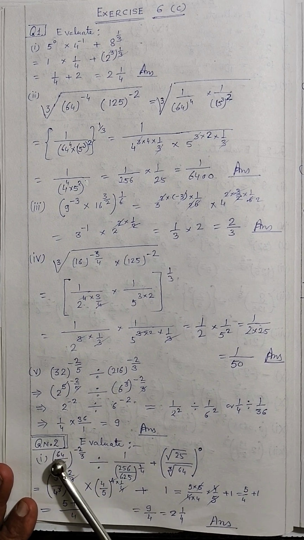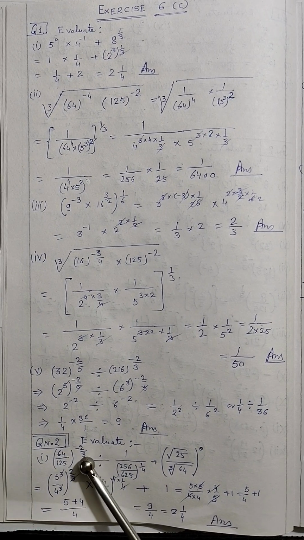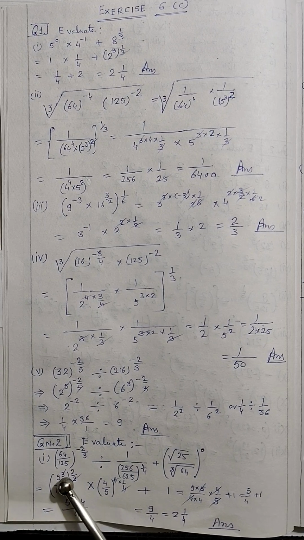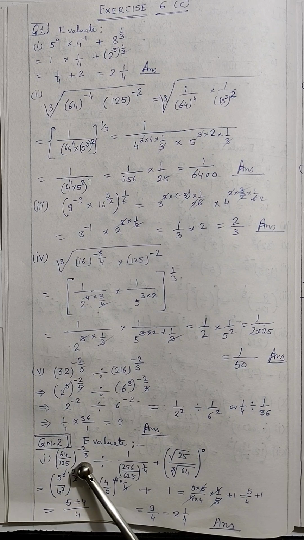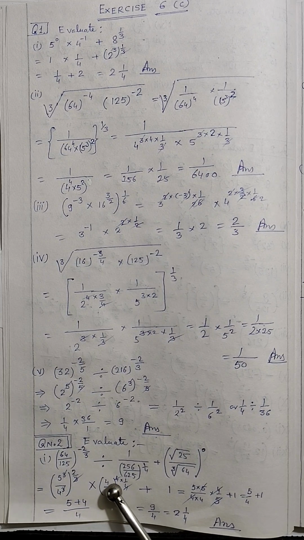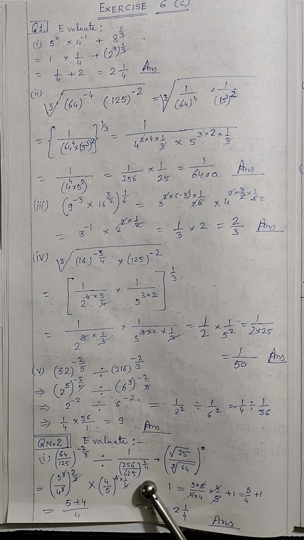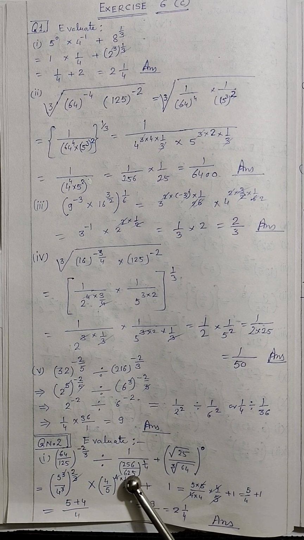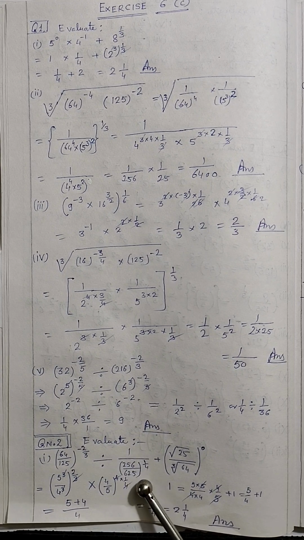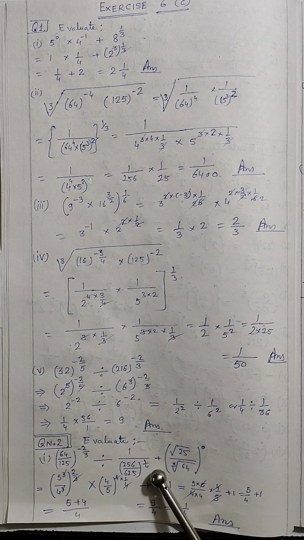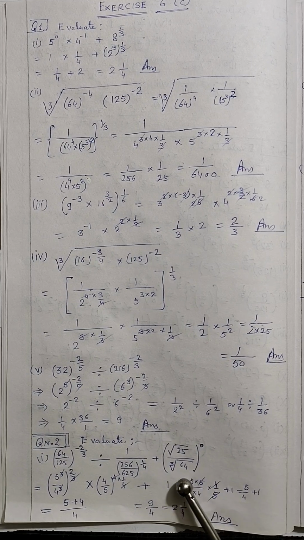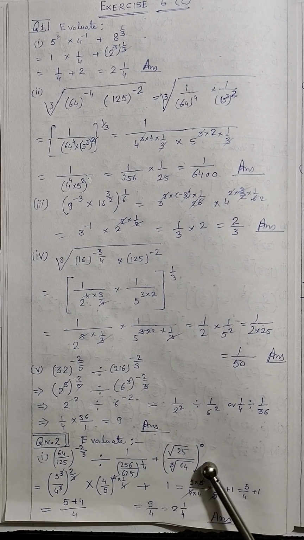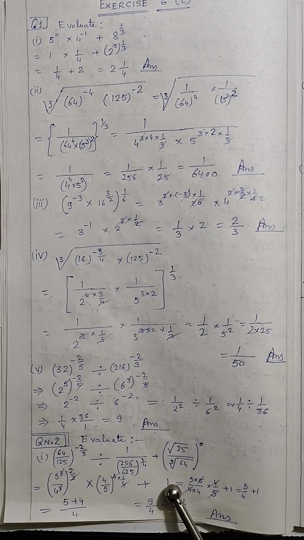Now come to question number 2. Evaluate: (64 upon 125) raised to power minus 2 by 3, divided by (1 upon 256) upon (625) raised to power 1 by 4, plus (root 25 give root of 64) whole raised to power 0. So this will become 1.